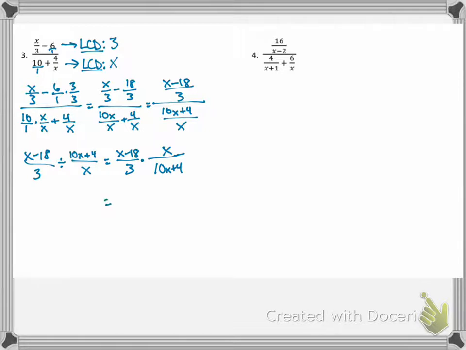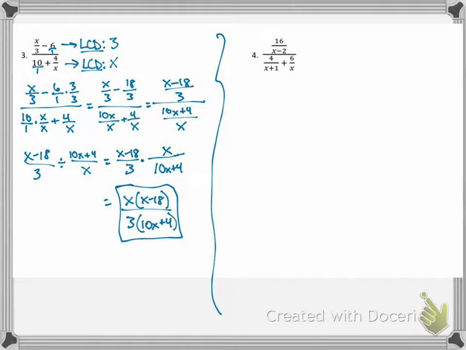So I'm just going to leave my final answer as x times x minus 18 over 3 times 10x plus 4. Again, you could take the 2 out of the 10x plus 4. It just doesn't cancel or do anything for any purpose, so I'm just going to leave it alone and call that my final answer.